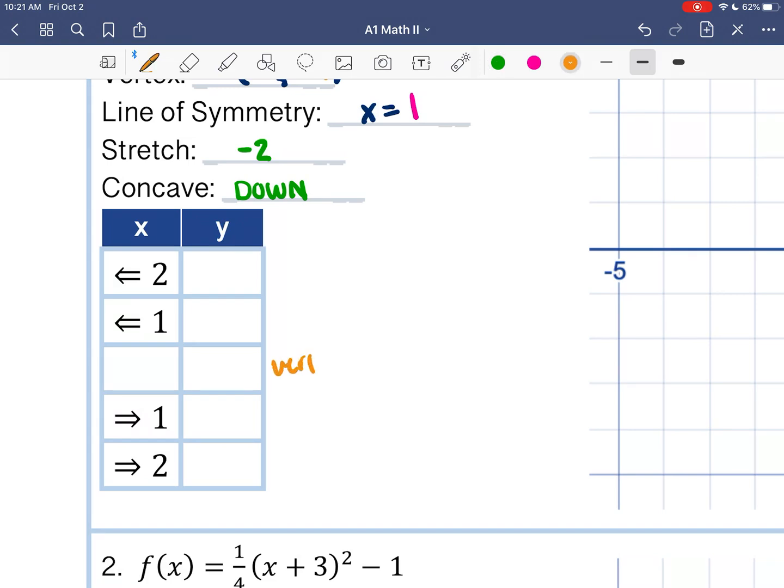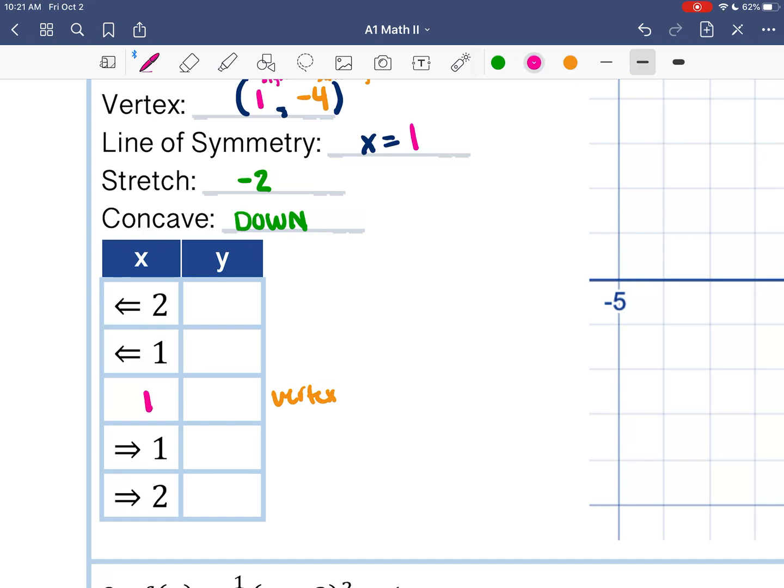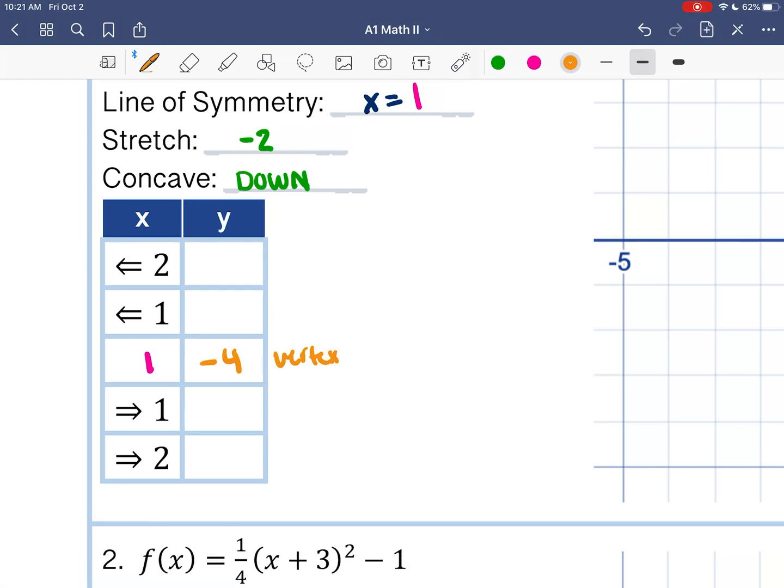So I'm going to start with this little table right here, and in the middle I'm going to put the vertex because that's like our starting point, and my vertex is at +1, -4. And then from that point we go over 1 and then up the A value. So when the A value is negative, that means down. So we go over 1, down 2. And then over 2, because we're stretching it by 2 again, we're going down 8, because normally it's 4. But this time we're doing twice as much, which means it's down 8.